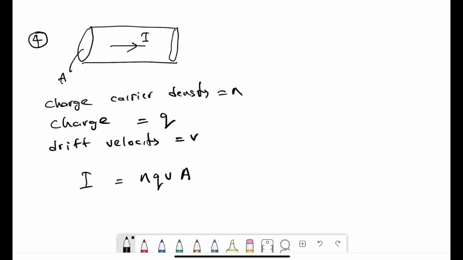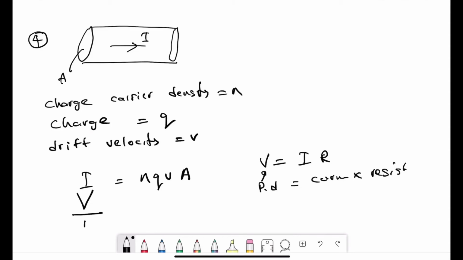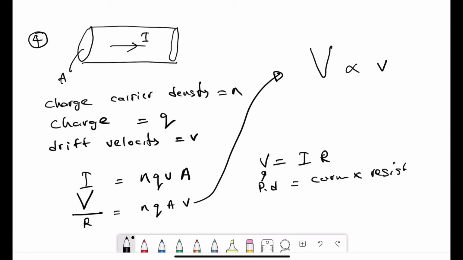I = nQvA. And from Ohm's law, we know V equals IR, this is the potential difference equals current times resistance. So we can substitute for I using potential difference. So potential difference, capital V, over resistance can be given as nQA times drift velocity. Therefore, we can have the relationship between the potential difference and the drift velocity as V is directly proportional to the drift velocity. So the answer should be C.